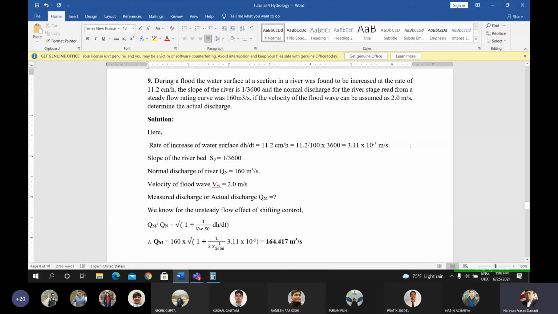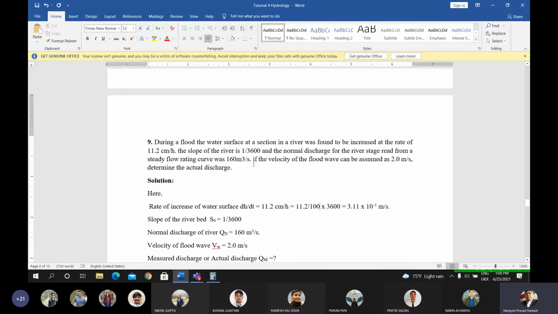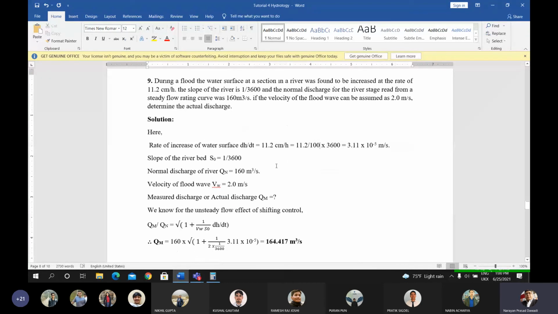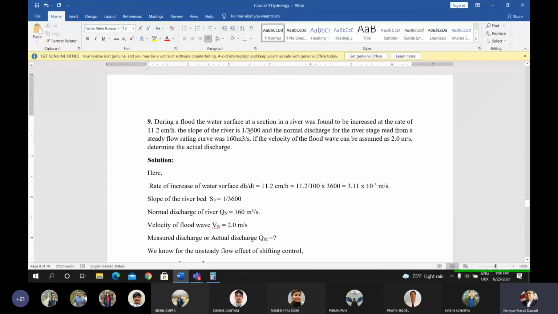Okay, 100, and it gives the value of 3.11 into 10 to the power minus 5 meter per second. Now the slope of the bed is given as 1 in 360, and Q naught, the average normal discharge, is given as 160 meter cube per second in this equation. If the velocity of the flood wave can be assumed to be 2 meter per second, that is Vw is equal to 2 meter per second, determine the discharge.